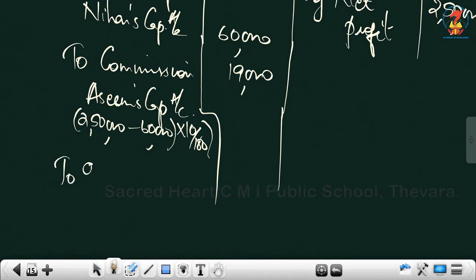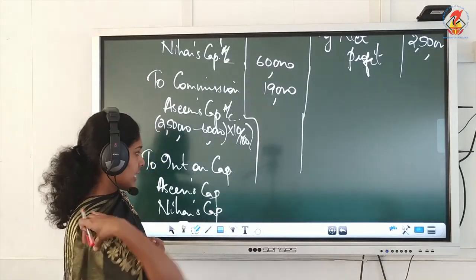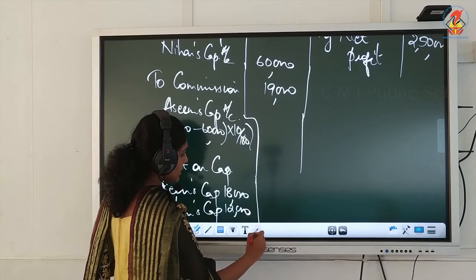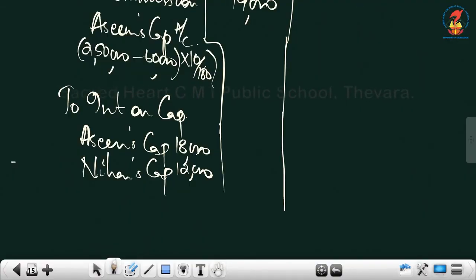Then what is the next item? Interest on capital you have to compute. Interest on capital you have to pay to both partners, Asim and Nihar. So you write Asim's capital account, then Nihar's capital account. What is the amount of capital they introduced? They introduced rupees 3 lakhs and 2 lakhs, and interest on capital is computed at the rate of 6%. So the amounts will be 18,000 and 12,000, that is 3 lakhs into 6% and 2 lakhs into 6%. That is how we are computing. So interest on capital is 30,000.